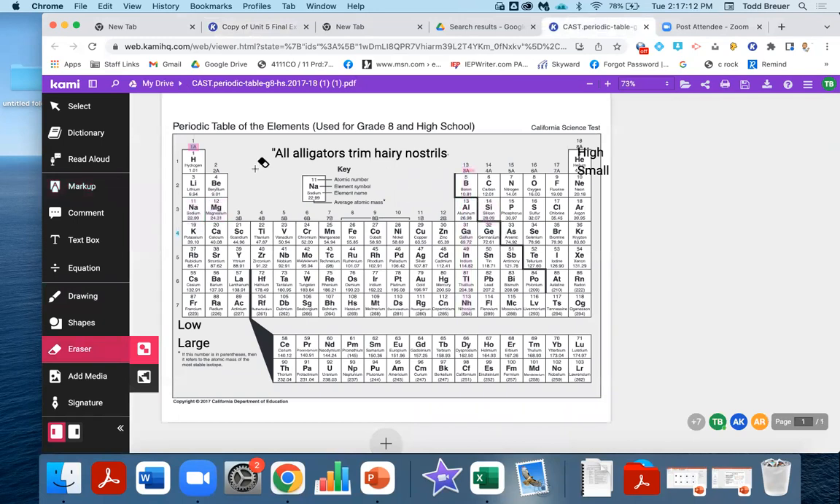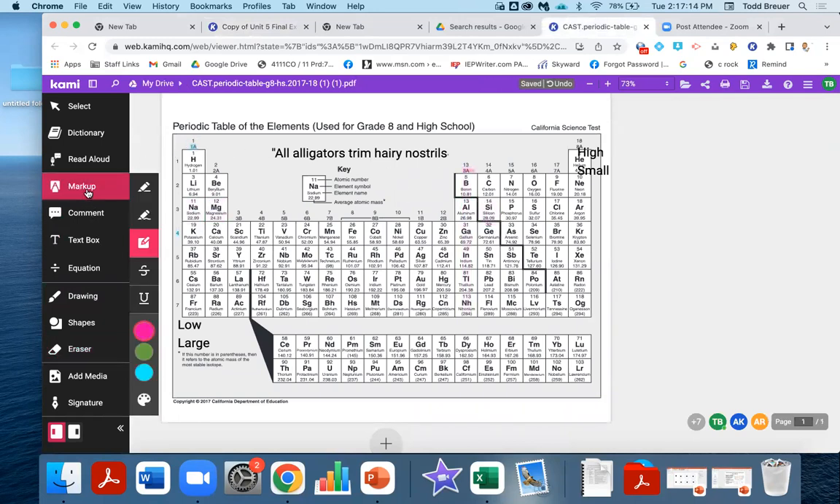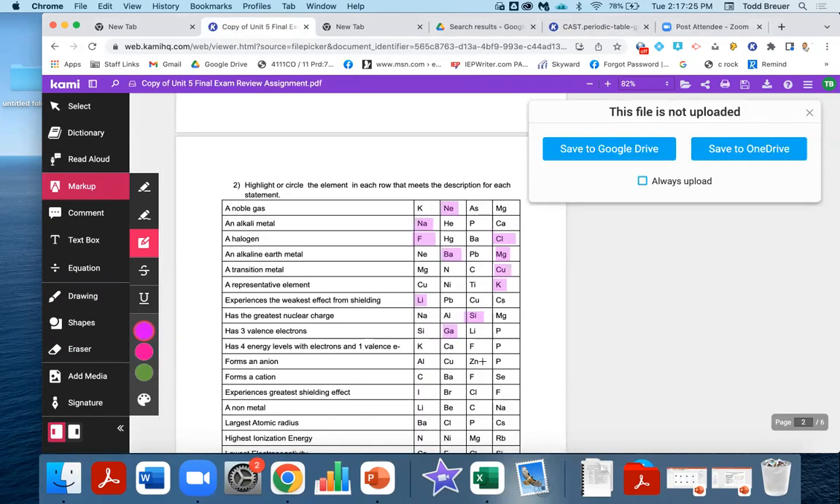Eraser, 4 energy levels. So we know we're going to have to be looking at something in period 4, but 1 valence electron, group 1A. Period 4, group 1A, well, that should be the element potassium, which is one of our choices there.